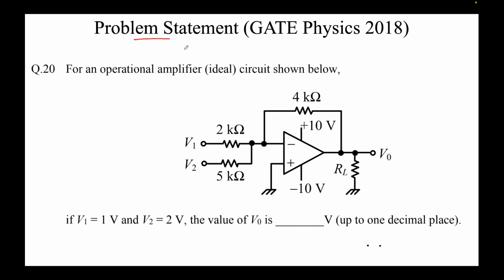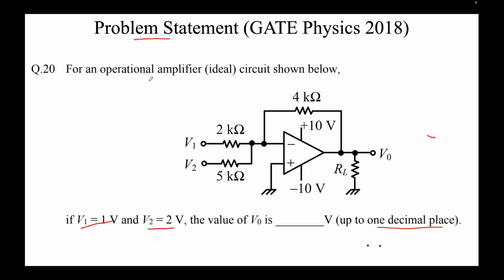The problem statement from GATE Physics 2018 reads as follows. For an operational amplifier ideal circuit shown below, if V1 equal to 1 volt, V2 equal to 2 volts, the value of V0 is. Since this is a numerical answer type question, we'll find out our answer and round it off to one decimal place because that's what's required.